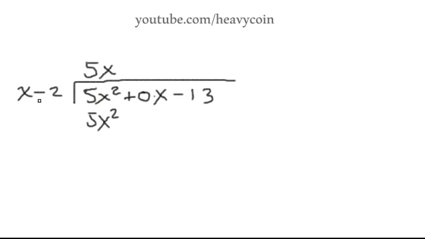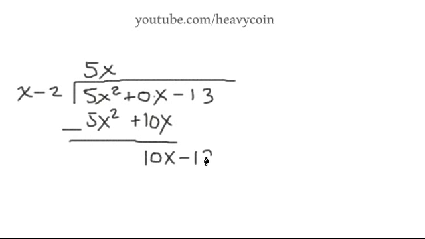And 5x times the minus 2 is going to be negative 10x. Then we take their difference, so that makes that minus a plus. We now add 10x. I'm going to go ahead and bring down this 13. And then we start over again.